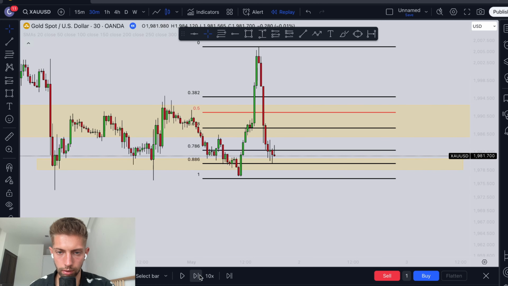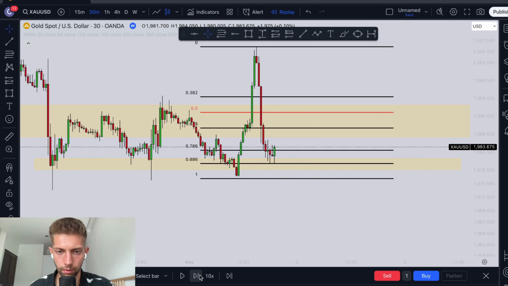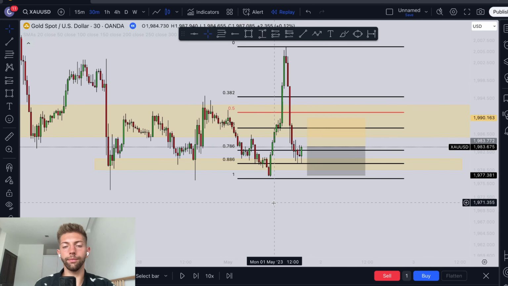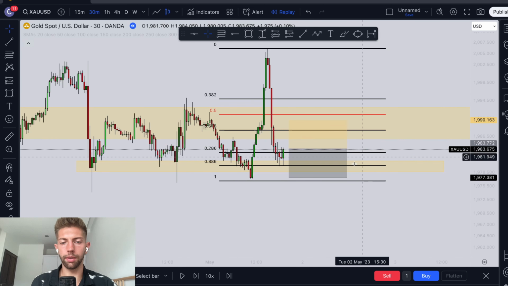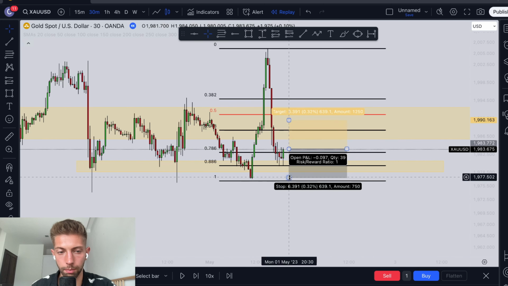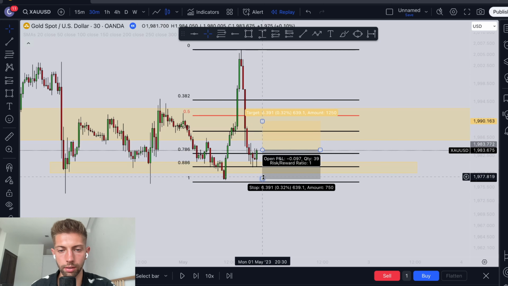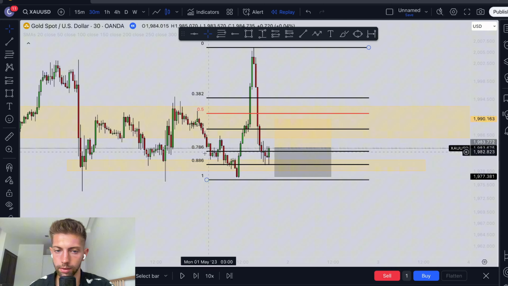Which doesn't happen yet. Okay, which happened right here. So I'm buying right here. Now, in terms of stop loss, I want to see price. I want to give price big room to breathe because we pull back around 88.6%.